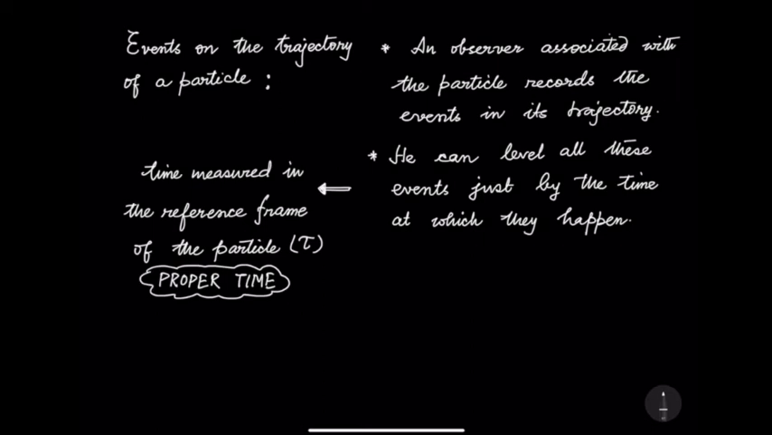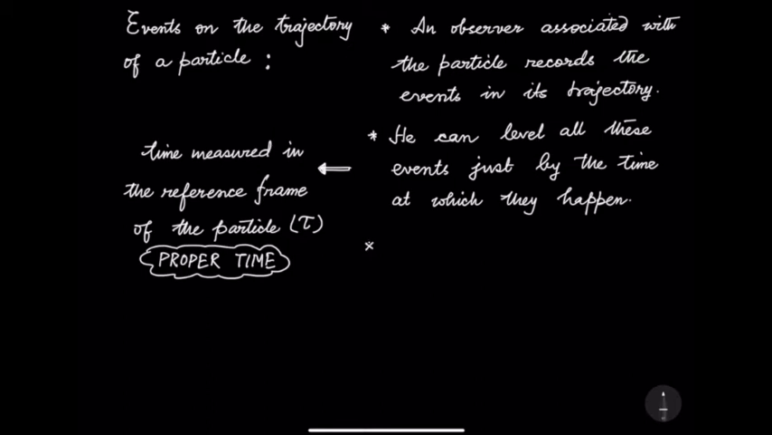So what we understood is that if there is an observer associated with that particle whose motion we are interested in, and he is measuring the ticks of his clock as all the events are happening, then he can just write down the time of the events for all the spatial positions. He will record his own spatial position, which he can as well call zero.